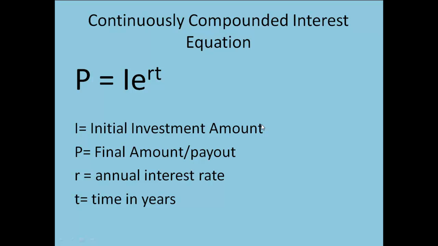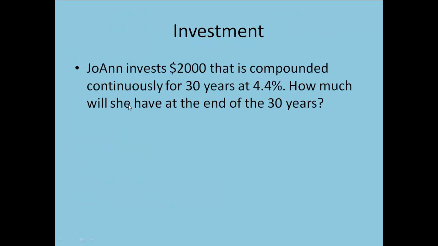Okay, so now when we have continuously compounded interest, we have a slightly different formula to use. The I is our initial investment, the P is going to be our final payout, the r is our annual interest rate, and the t is the time in years. And remember, e is just a number. So let's say that Joanne invests $2,000 and it's compounded continuously for 30 years at 4.4%. How much will she have at the end of the 30 years?